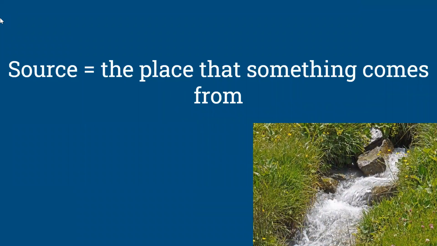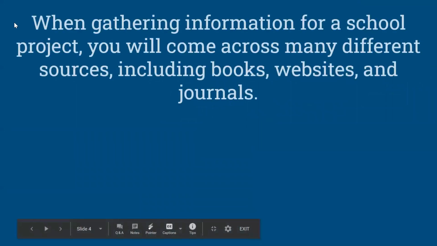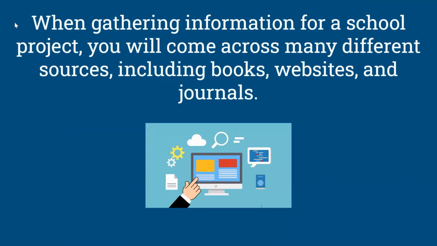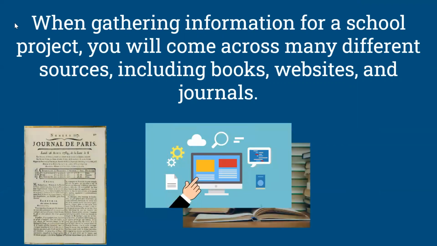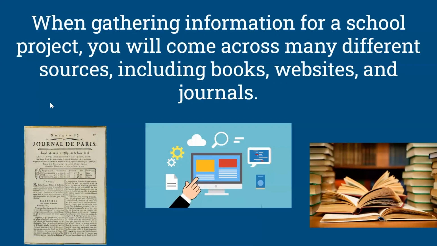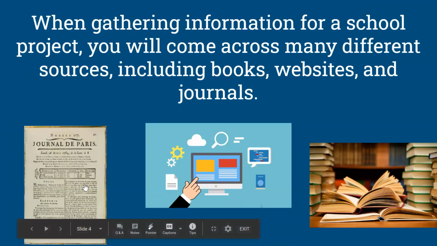There's some basic vocabulary that will be really helpful in completely understanding how to make a citation. So first is a source. A source is the place that something comes from. Like water often comes from a source. It could be a pond or a lake or anything like that. When gathering information for a school project, you will come across many different sources, including books, websites, and journals. Here's a website, a journal, and then some books.